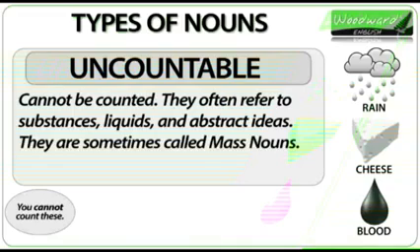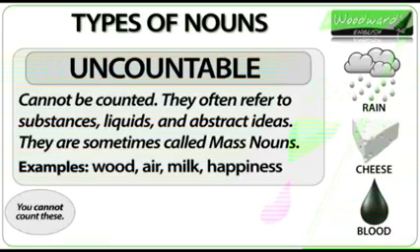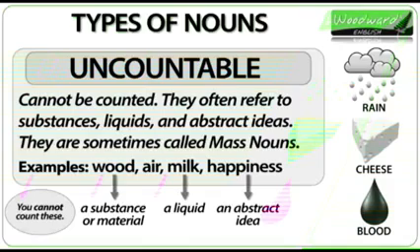Sometimes uncountable nouns are also called mass nouns. Some examples of uncountable nouns are wood, air, milk, and happiness. You cannot count these. Wood is a substance or material. Milk is a liquid. Happiness is an abstract idea.